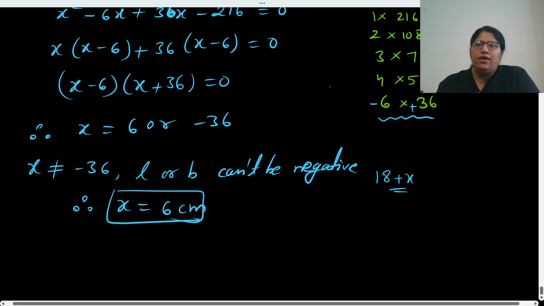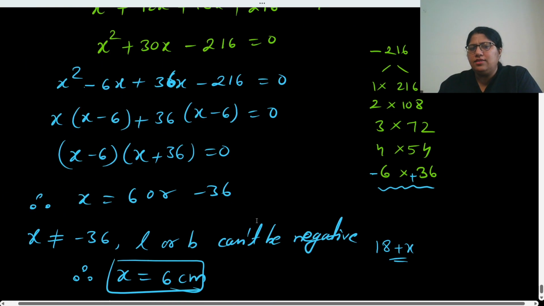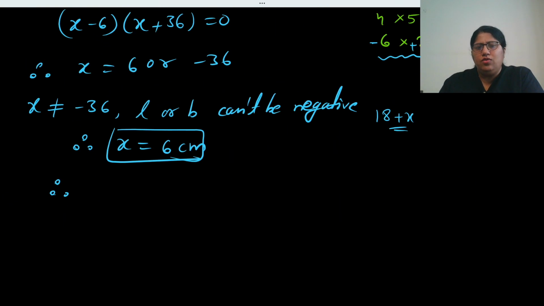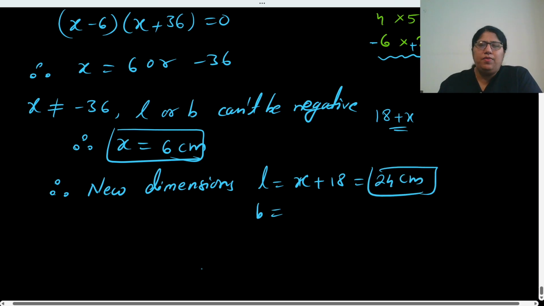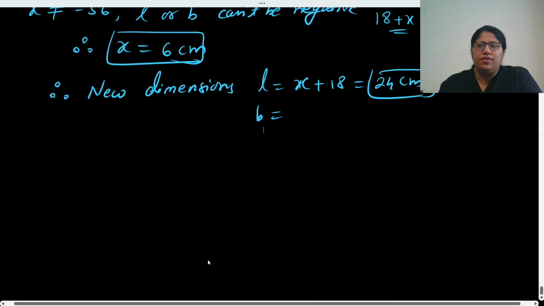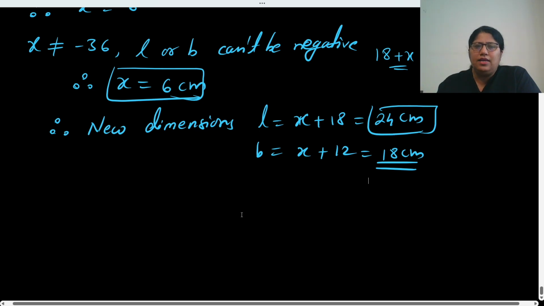So do we need to find out the new dimension or just the width here? You need to check what dimensions they are asking. So the new dimensions will be: length equals x plus 18, so that is going to be 24 centimeter, right? And breadth was x plus 12. So you are going to add 6 to 12, that is going to be 18 centimeters. So this was your new dimension, which is going to be 24 by 18 centimeter, right?